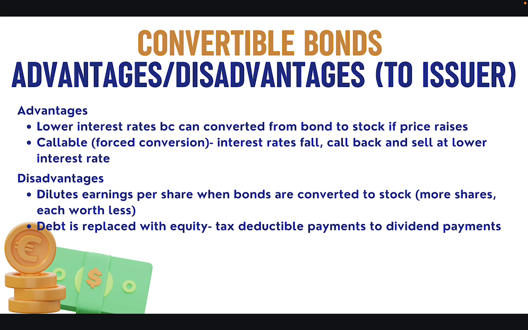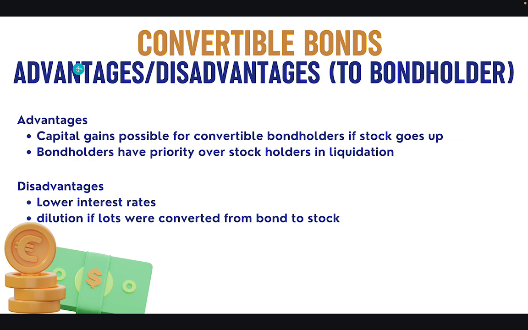And then another disadvantage is the bonds that are issued are a debt. When they're converted to a stock, they become equity. So it changes from a tax-deductible payment to a dividend payment. So the tax implications are different for the issuer at that point. These are the advantages and disadvantages to the issuer of a convertible bond.